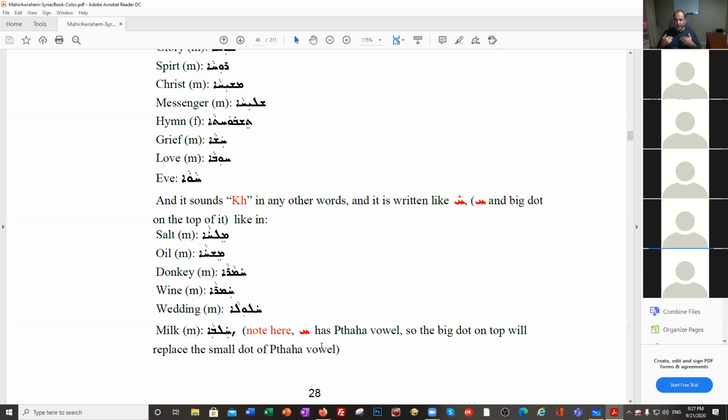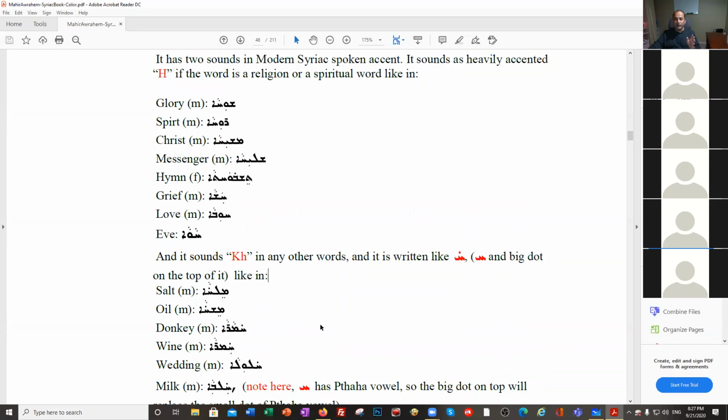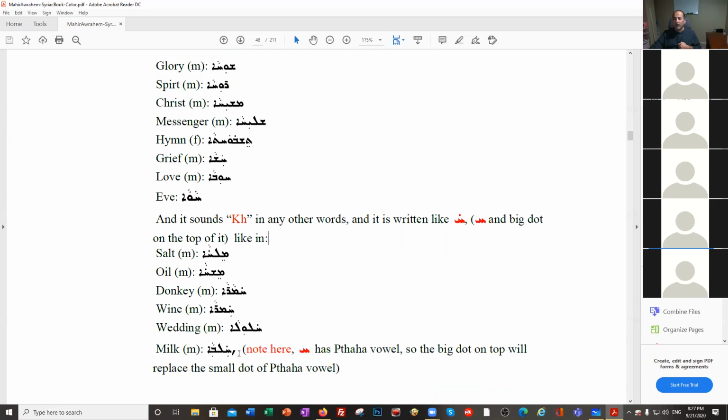In the Dashtan Ninwa dialect, it sounds he when the word is religious, like we have here: shuha, ruha, mshiha, shliha, tishbuhta, hasha, hubba, hawa. And it sounds kh if the word is not religious: milcha, mishcha, khamra, khmara, khlula, khalwa.